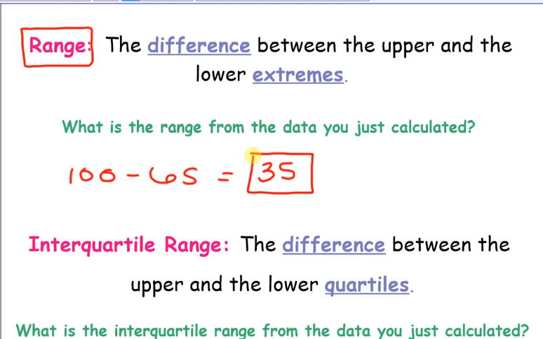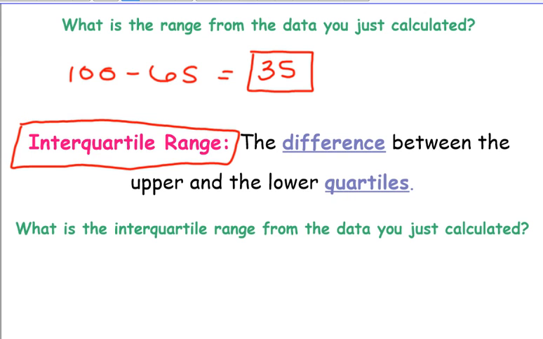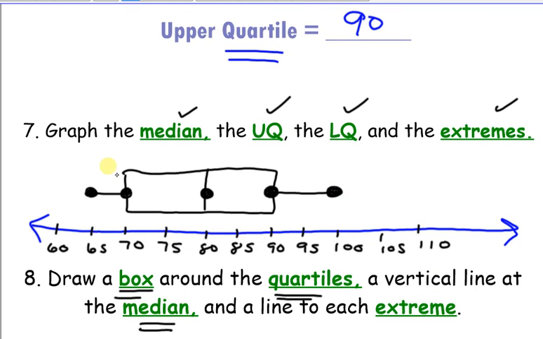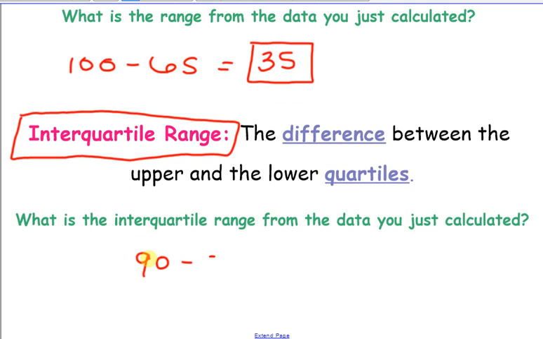And so when you subtract that, you're going to get 35. Now, the new one is something called an interquartile range. And if you really think about that, I bet you can figure out what it means. So if I go back and look at my box and whisker plot, my range is the biggest minus the smallest. The interquartile range is just going to be the upper quartile minus the lower quartile. So at the top of the box minus the lower box. And that's going to be 90 minus 70. So 90 minus 70, and that's going to equal 20.